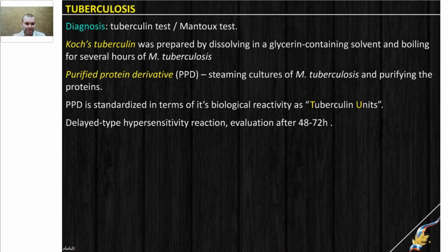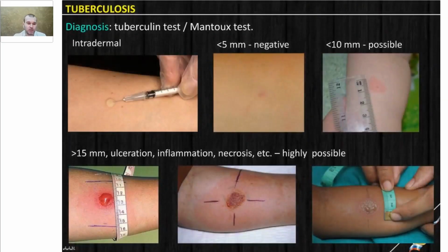So the tuberculin test is provided according to international technique. Activity of that tuberculin should be measured in tuberculin units, and it is possible to measure only for PPD. Koch tuberculin cannot be measured because it contains a lot of non-specific components. So the test is based on delayed type hypersensitivity, and evaluation of the test should be performed in 2 to 3 days. Actually, it's better to perform it on the third day after performing the reaction.